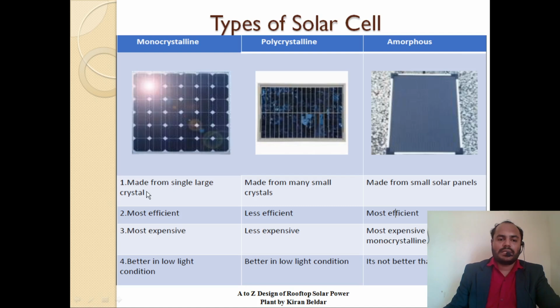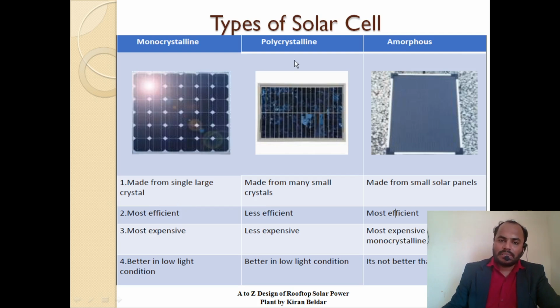Monocrystalline solar cell is made up of a single large crystal. It is most efficient, it is most expensive also, and it is better in low light condition. Basically monocrystalline solar panels are very important when there is low light intensity from the sun, but the cost of this monocrystalline solar panel is also more. Its efficiency is also high compared to the polycrystalline and amorphous types of solar cell.